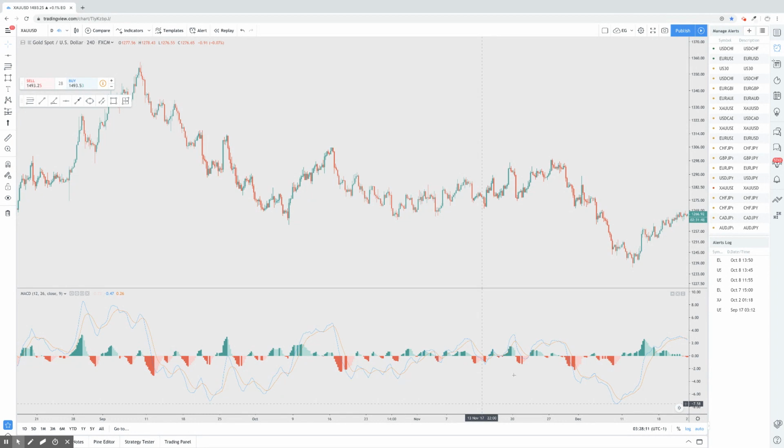So for those of you who don't know anything about the MACD, basically this is what it looks like. You can find it in your indicators. Just type MACD when you search it up. Basically, guys, it's just a momentum indicator, okay? So it's just telling you essentially when you're trending up or down, how strong that trend is and how much momentum you have.